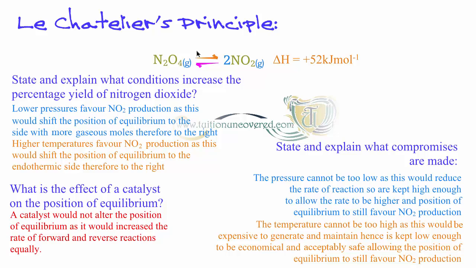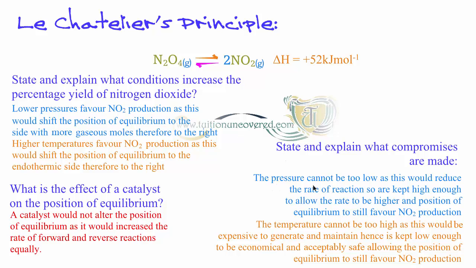We want it to go in the endothermic direction, therefore to make it take energy in, we're going to need to increase the energy around it so it can oppose it. So therefore I said higher temperatures favour NO2 production, as this would shift the position of equilibrium to the endothermic side, therefore to the right, because it's trying to oppose that change. We impose higher temperatures, it takes the energy in to counteract that change, i.e. endothermic direction. We impose lower pressures, it counteracts that change by going to the side with more gaseous moles, trying to up the pressure. Finally, the compromises.